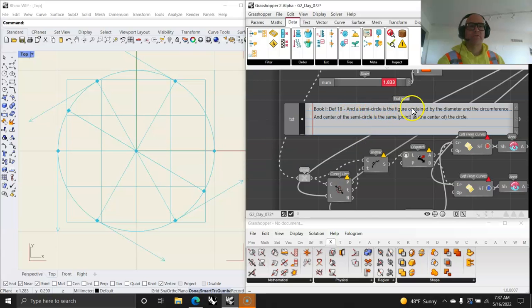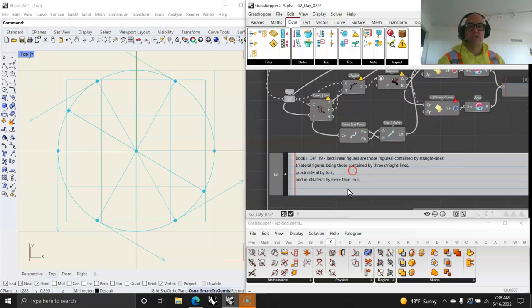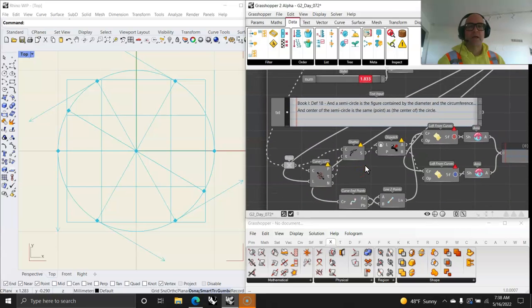And a semicircle is a figure contained by the diameter of a semicircle. The center of the semicircle is the same point as the center of the circle. Well, that's pretty easy to prove, but I think I wanted to go on and show more than that it could be cut in half.